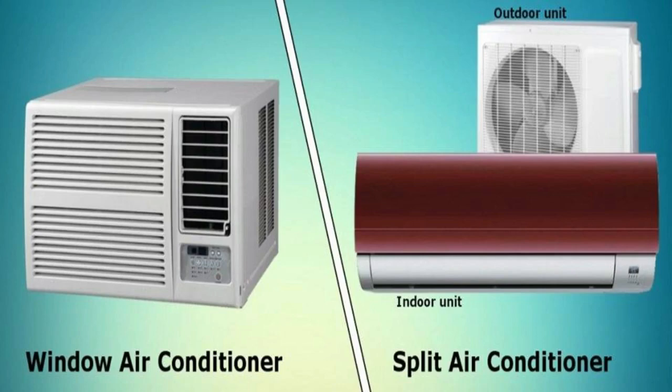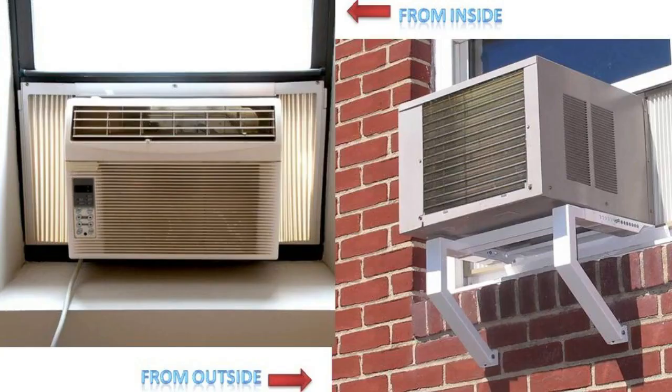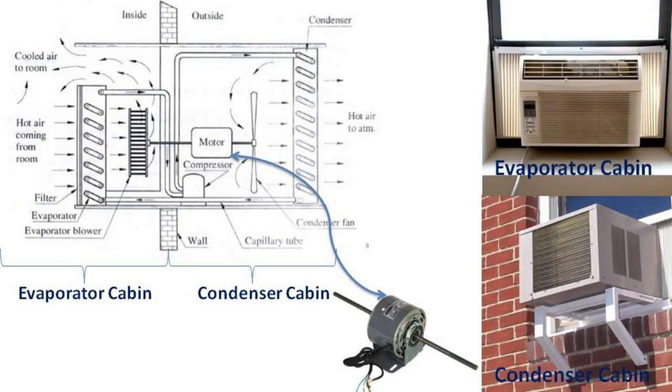A window air conditioner is sometimes referred to as a room air conditioner. It is the simplest form of an air conditioning system and is mounted on windows or walls. It is a single unit that is assembled in a casing where all the components are located. This refrigeration unit has a double shaft motor with fans mounted on both sides of the motor, one at the evaporator side and another at the condenser side.